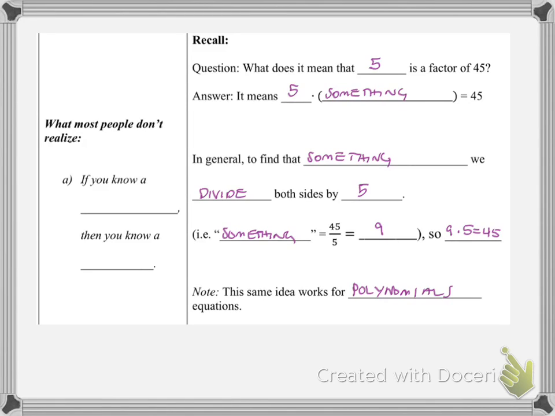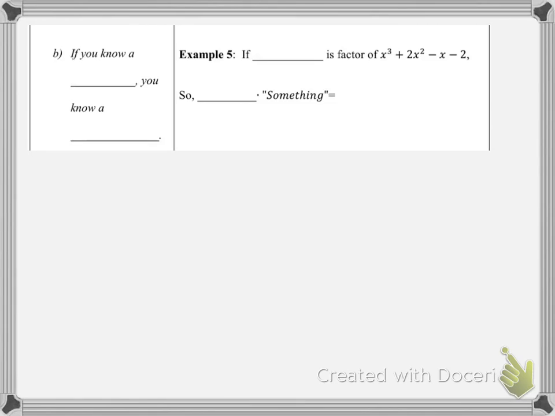I don't know why this is on this page. I thought I put it on the next page. But it just says if you know a factor, then you know a root. And B, if you know a root, then you know a factor. And remember, when we say root, we're also talking about a solution or zero of our function.